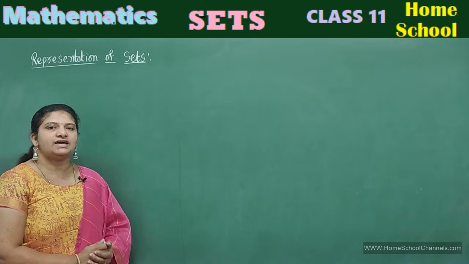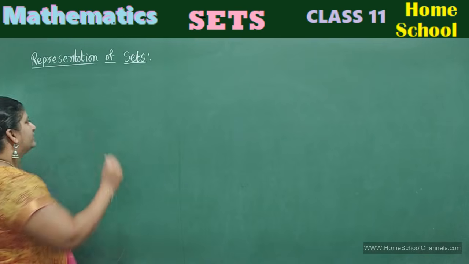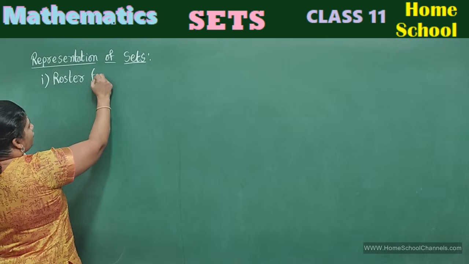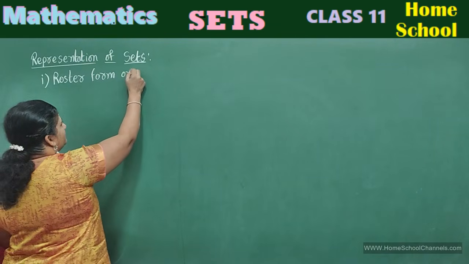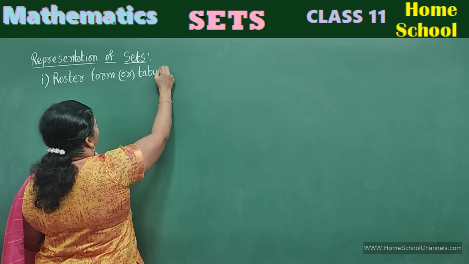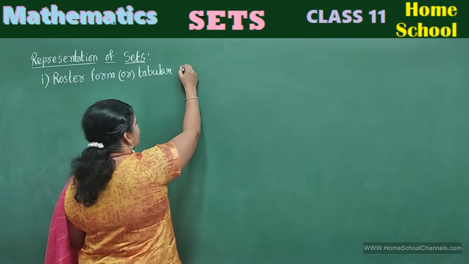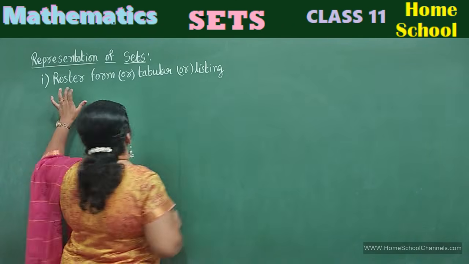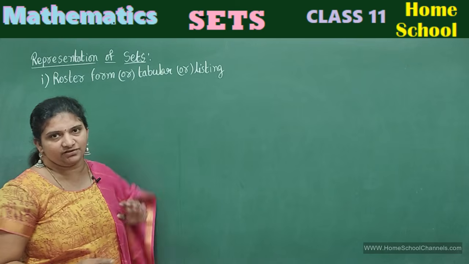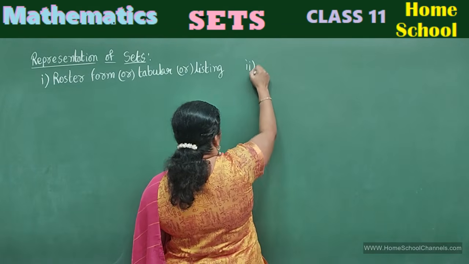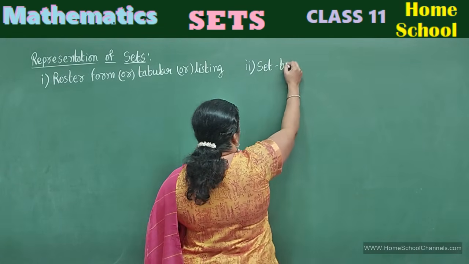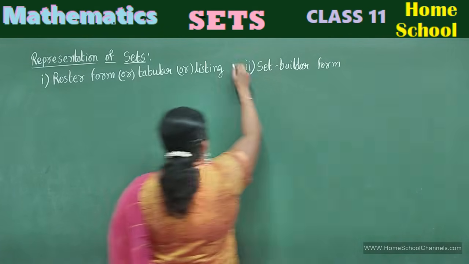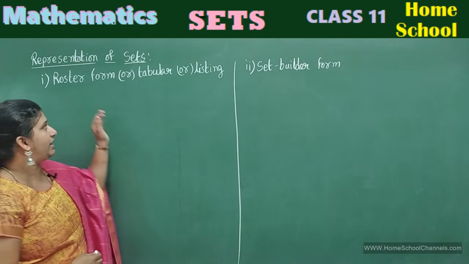Representation of sets. Sets can be represented in two methods. The first one is roster form, or tabular form, or you may say listing form also. Right? Roster form, or tabular form, or listing form. And another method is set builder form.